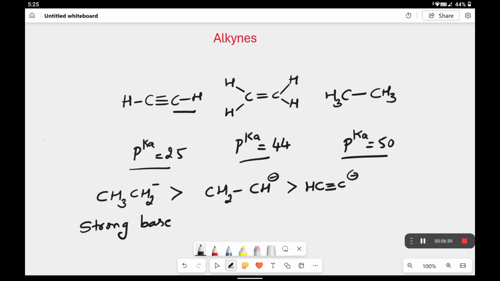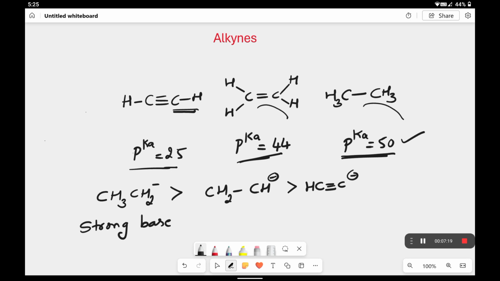Here the hydrogen is attached to a carbon triple bond, here to a double bond C-H, and here to a single bond C-H. The pKa value for the alkyne is 25, for an alkene it is 44, and for an alkane it is 50. That is why it is very difficult to remove a proton from ethane, so it does not show acidic character. It is not possible to easily remove a hydrogen or proton from alkane compounds.